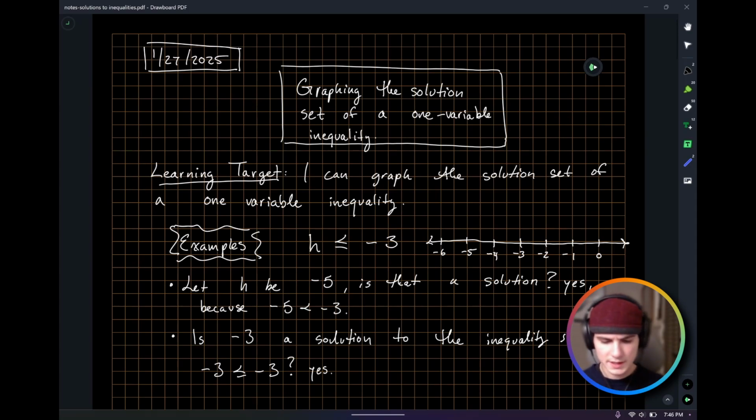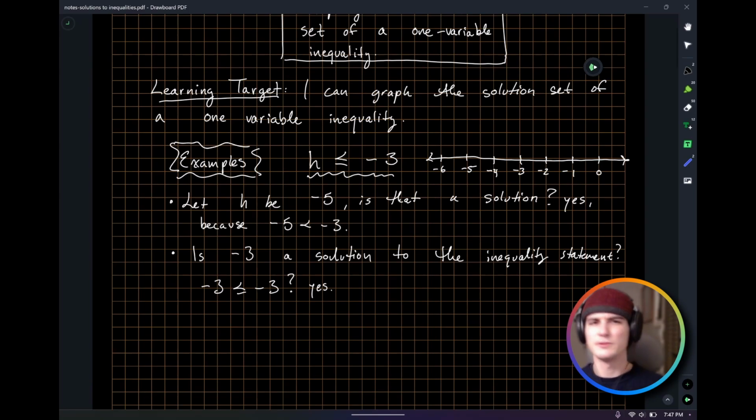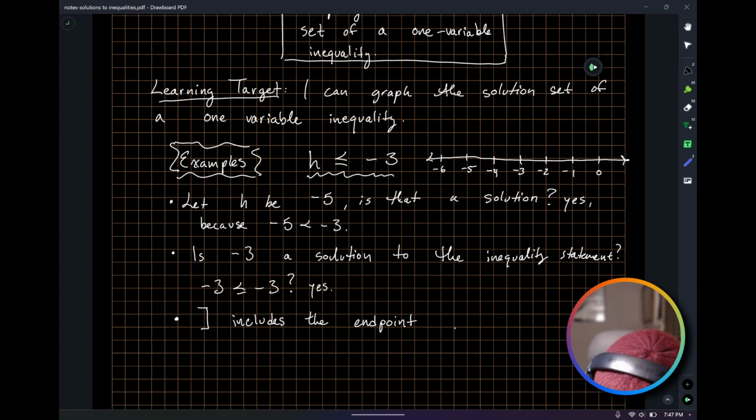The solution set to this inequality statement, h is less than or equal to -3, is -3 and all the values to the left of -3. So it includes that -3 mark. That's where we need new symbols. So maybe you've seen notation where you use a closed dot. This little symbol means includes the endpoint or value. That's what this little symbol means.